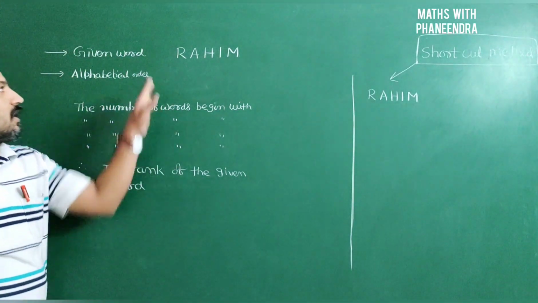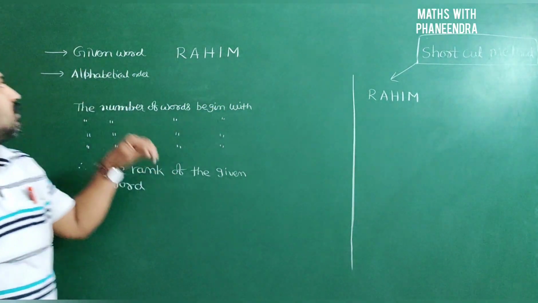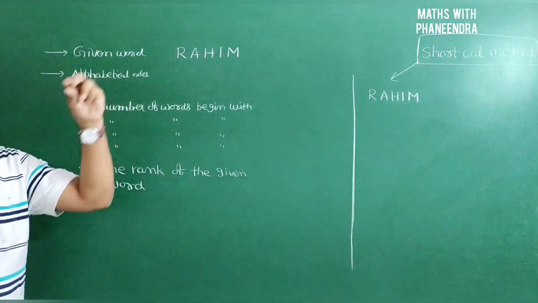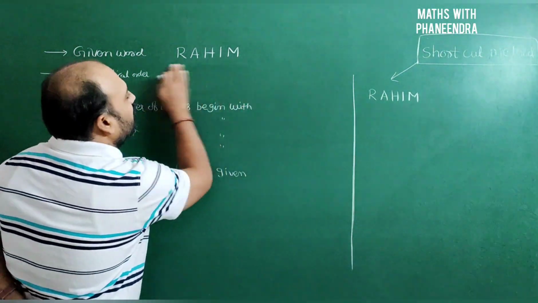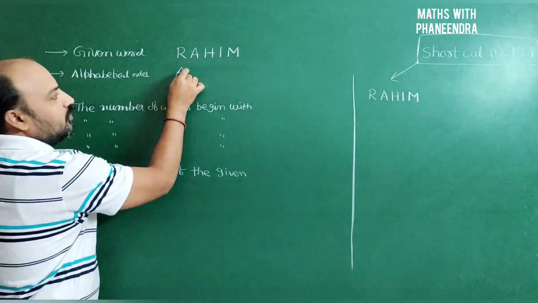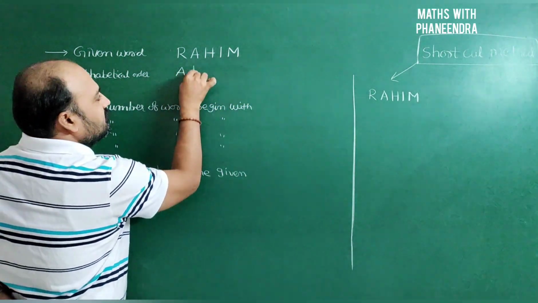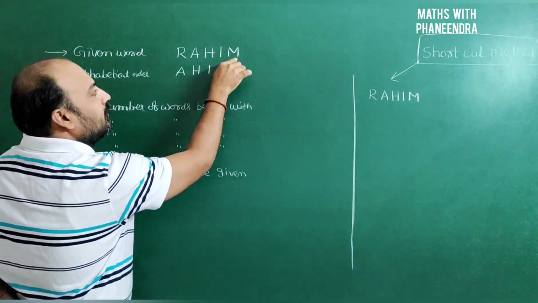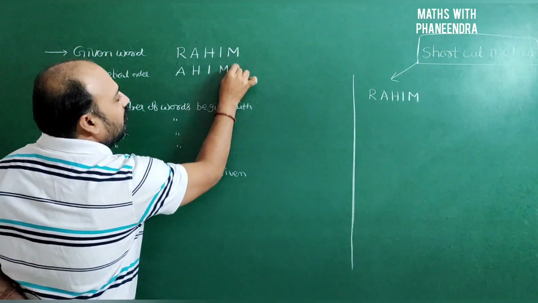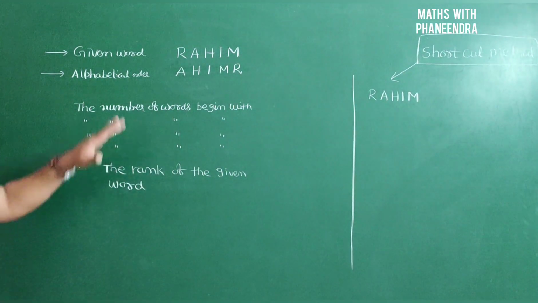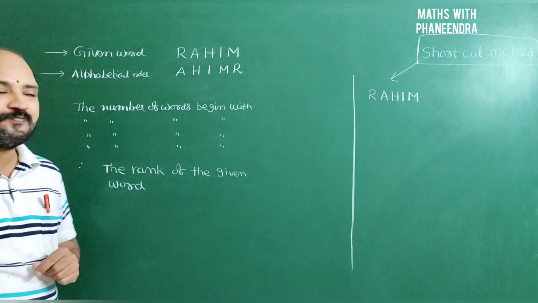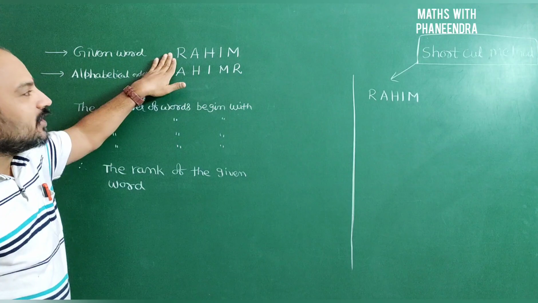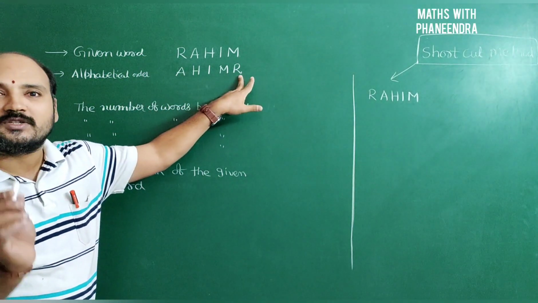The next word is Rahim, the third word. The given word is Rahim. After that, we have to write it in the alphabetical order. So, A first it will come. Now, alphabetical order: A, B, C, D, E, F, G, H, I, J, K, L, M. After that, R will come. So, M, R. After writing the alphabetical order, in the given word, R is the first letter. So, R will be there in the alphabetical order in the last.